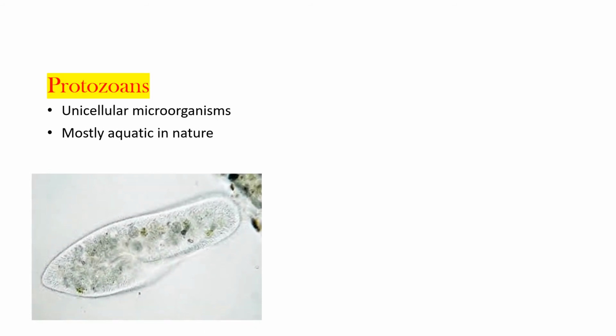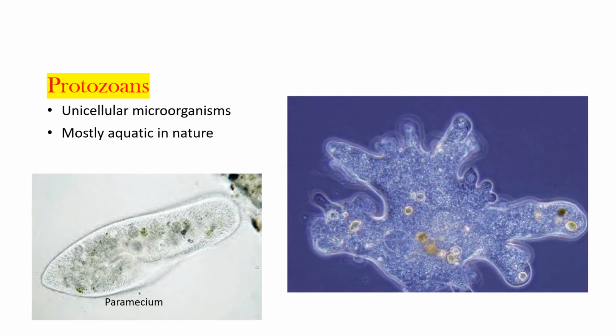The third category is protozoans. Protozoans are mostly unicellular organisms and they are aquatic in nature. One of the examples is Paramecium and the other one is familiar to you, that is amoeba.